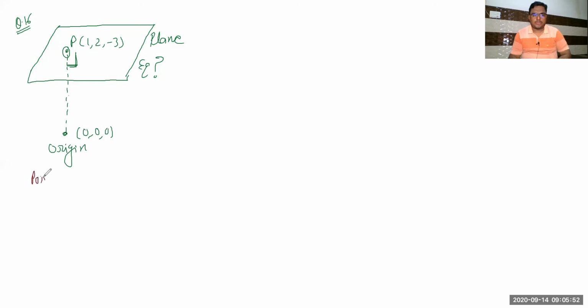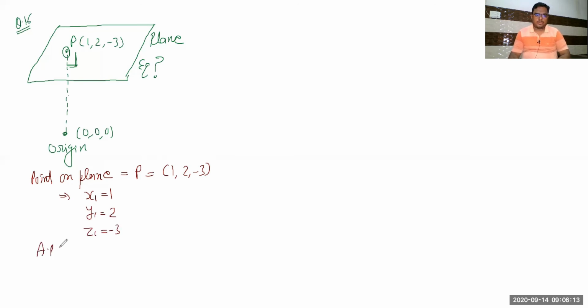Point on plane. What is the point on plane? P, whose coordinates are 1, 2, minus 3. This implies that x1 is equal to 1, y1 is equal to 2, and z1 is equal to minus 3.